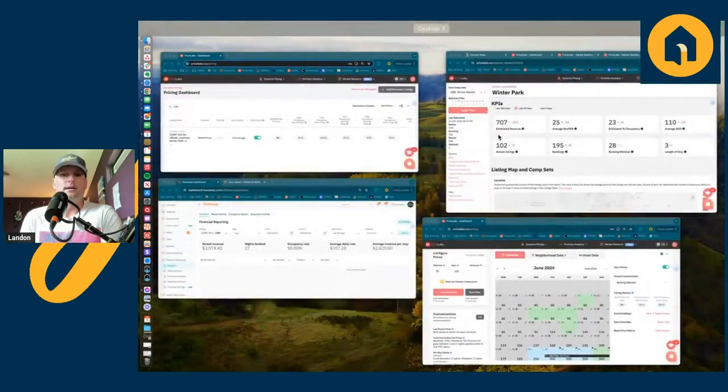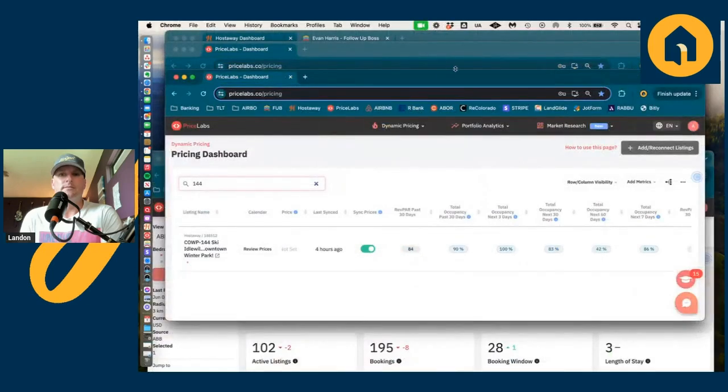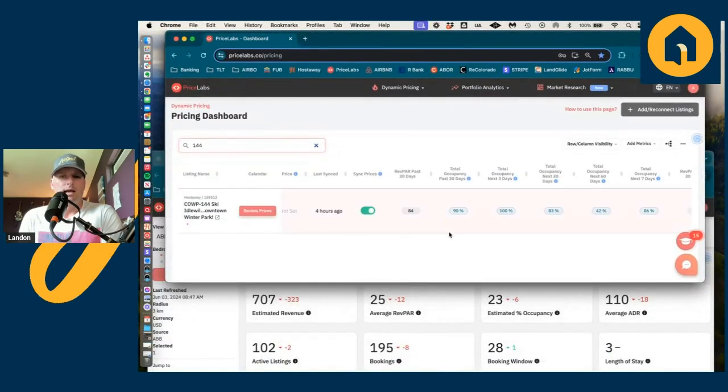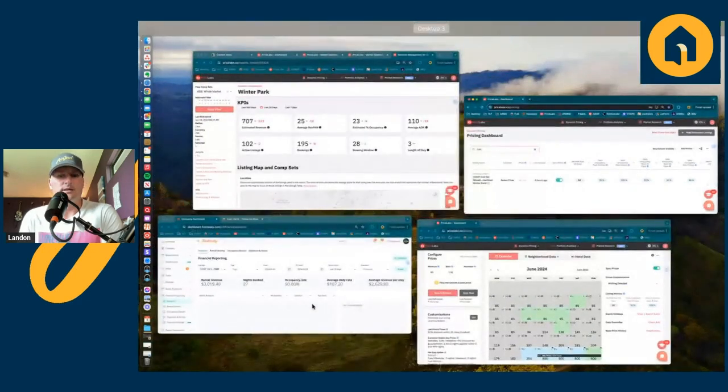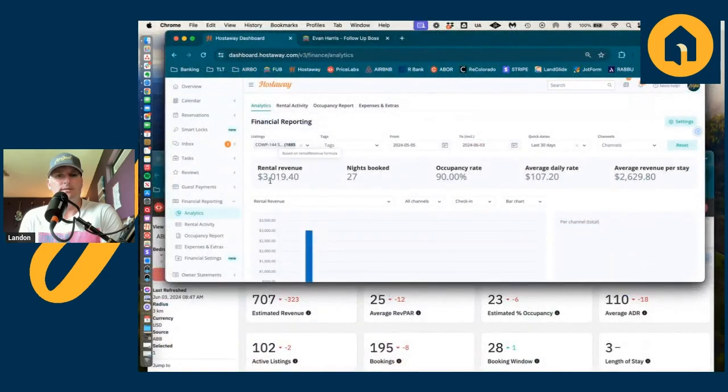And so we can take a property that we manage and compare against those numbers. Our RevPAR for the past 30 days was 84 versus the market at 25. Our total occupancy for the past 30 days was 90% versus 23%. And those numbers are just crazy. And then you look at the estimated revenue: average was $707 and our property was $3,019. I don't love the actual dollar amounts, especially coming off a great February, March, and part of April. $3,000 is not that great, but relative to $707, it's awesome.